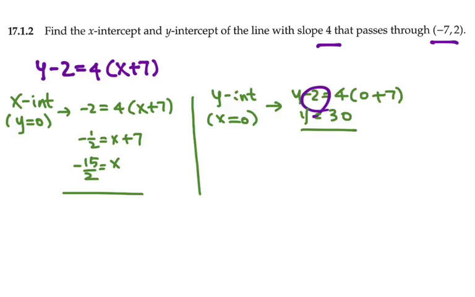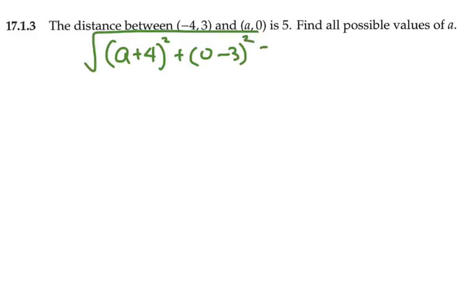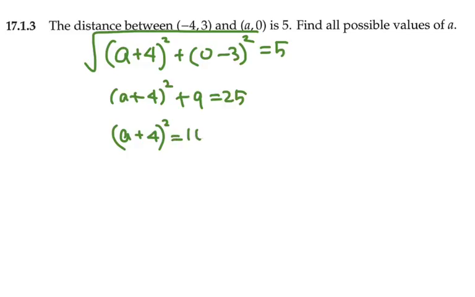Alrighty, let's move on to the next question. They want us to find a value so that the distance between those two points is equal to 5. That means I can use the distance formula, or should I just say the Pythagorean Theorem? Then I can write things down in this manner. By squaring both sides, we'll be able to get 9 and then 25. Then to isolate a by itself, I'm going to subtract 9 first. Then (a plus 4) squared must be equal to 16.